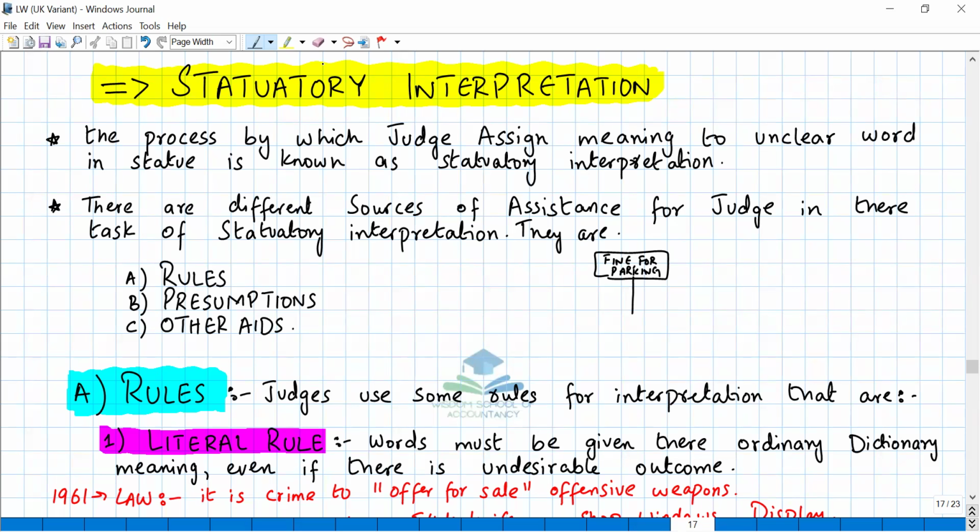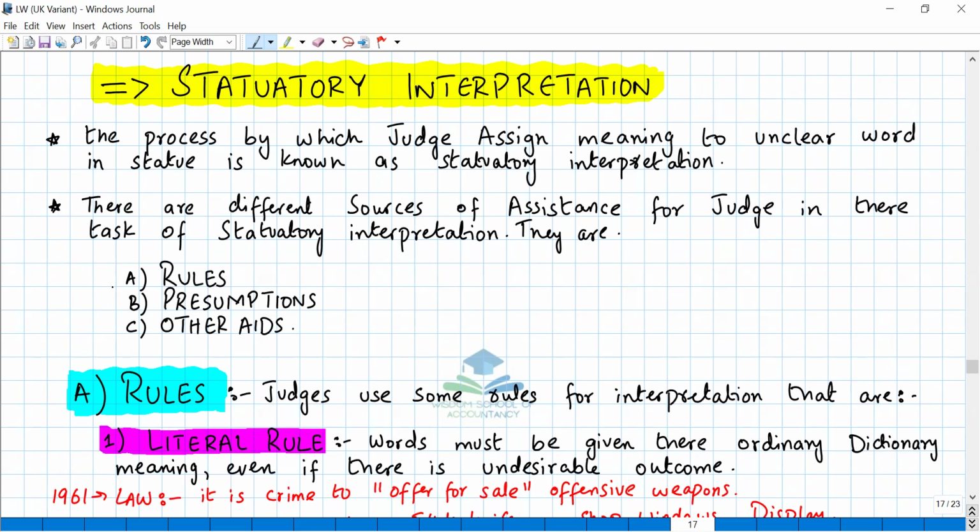So in the law as well, there are some terms for which it is difficult for the judge to assign the meaning. So the judge faces difficulty in how to explain the law. That is why the judge takes assistance from different sources. This is what we are going to study in statutory interpretation. Now what are the different sources that a judge takes assistance from?